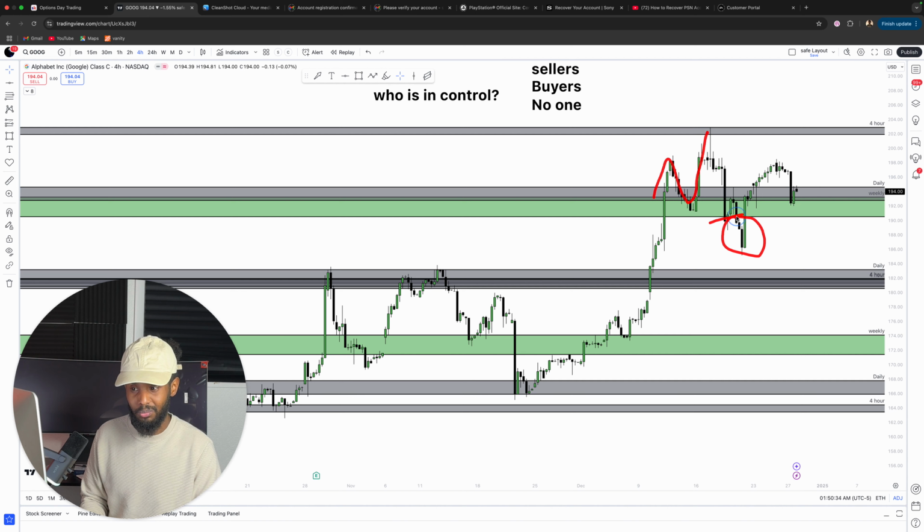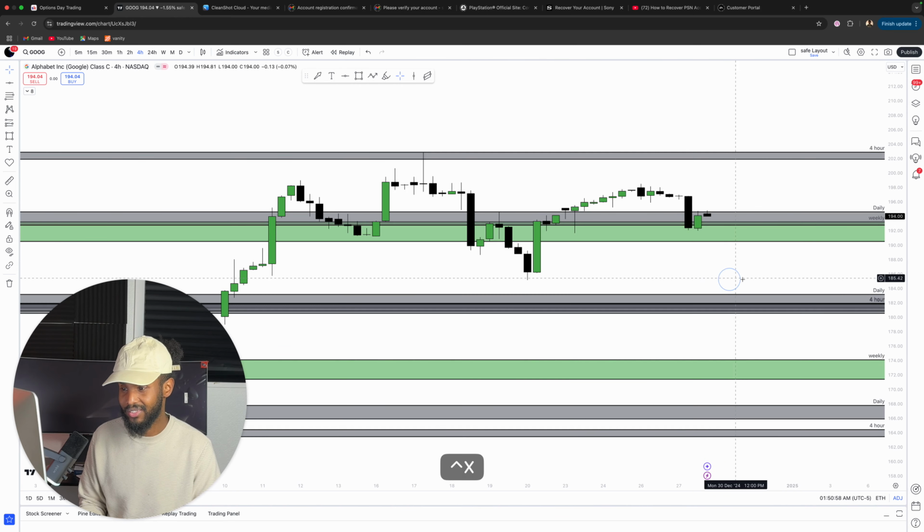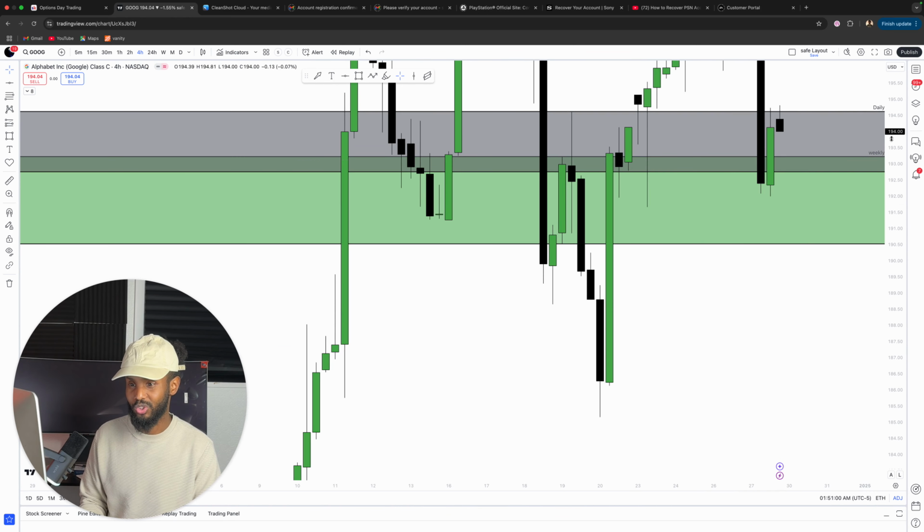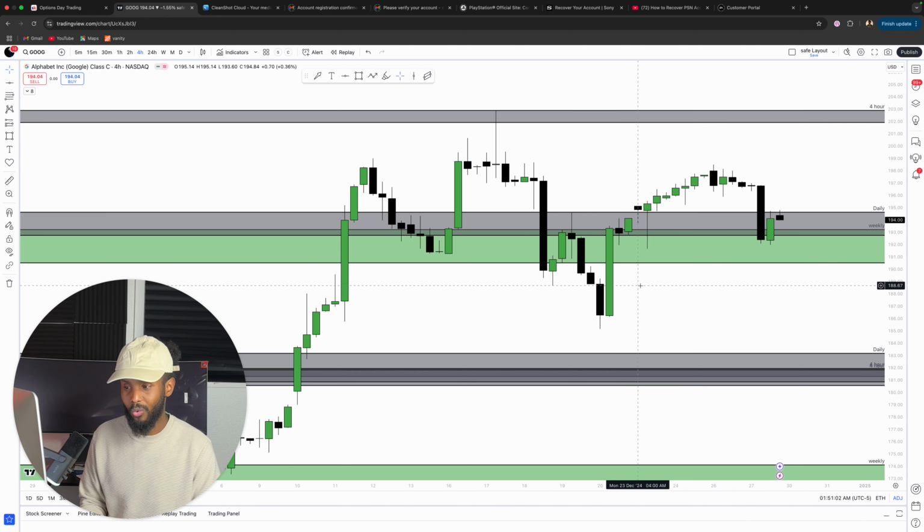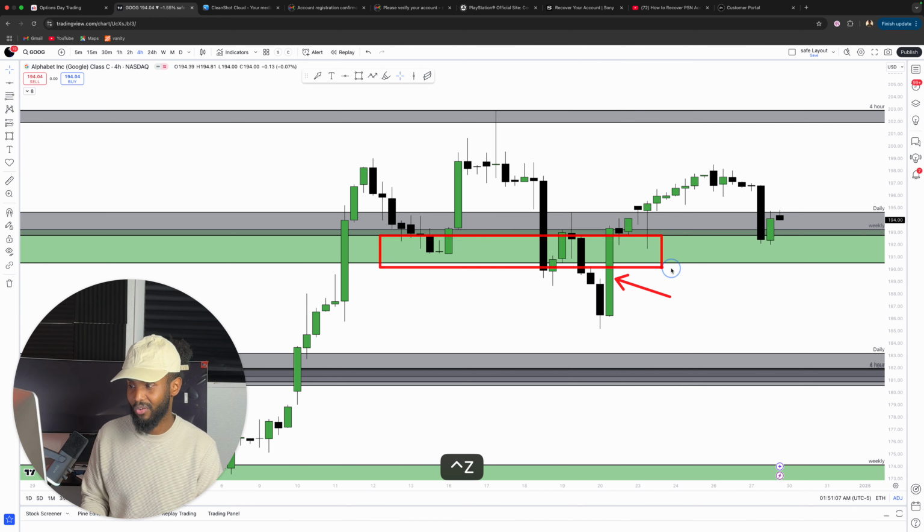Then we saw this small break lower, and this was the area for sellers to take control. So if sellers were in control and if they had strength, they would be able to push us down to this daily level and they would try to break us lower. But as we can see, we had a small push lower and immediately we can see this big old green candle, which tells us that buyers are in control.